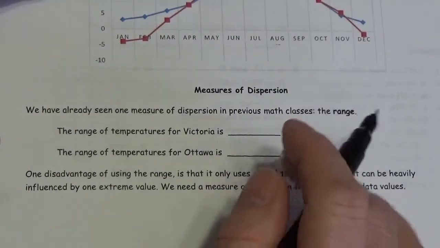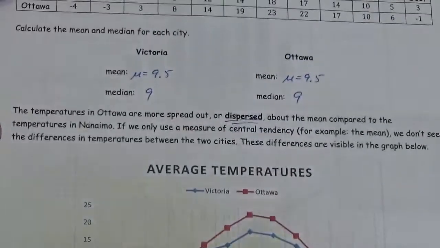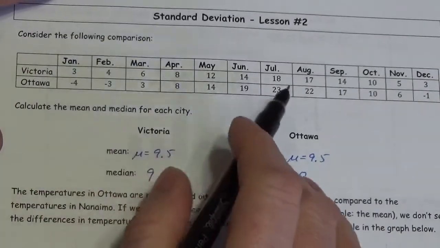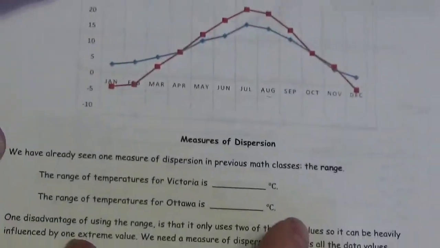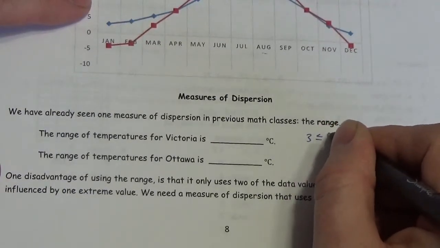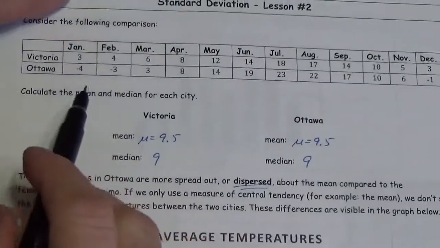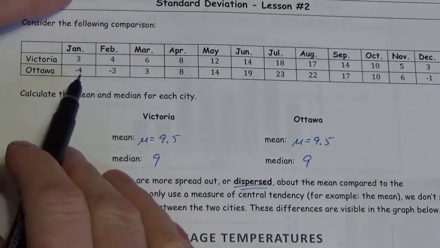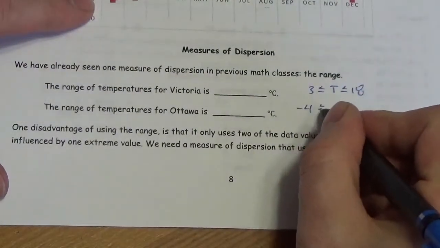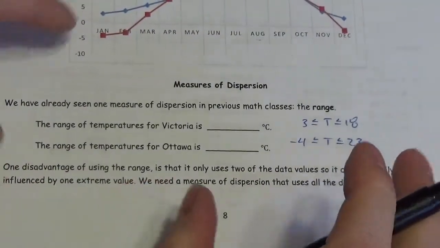For Victoria, if you think back to the way range works, you might go back up to your data here. Victoria goes between 3 and 18. So on one hand, you might say that the temperature of Victoria is going to be from 3 out to 18, while at the same time, you might say that the range for Ottawa is going to go from -4 out to 23.